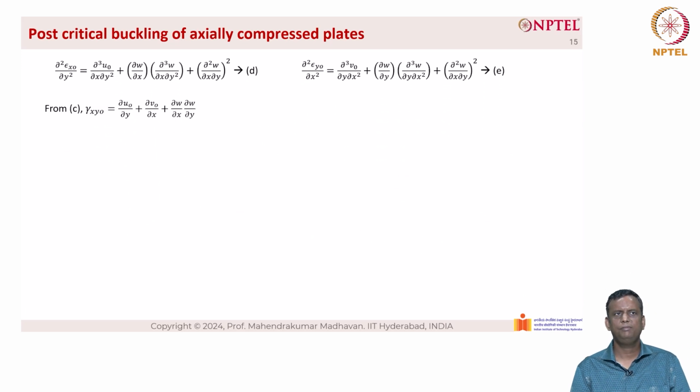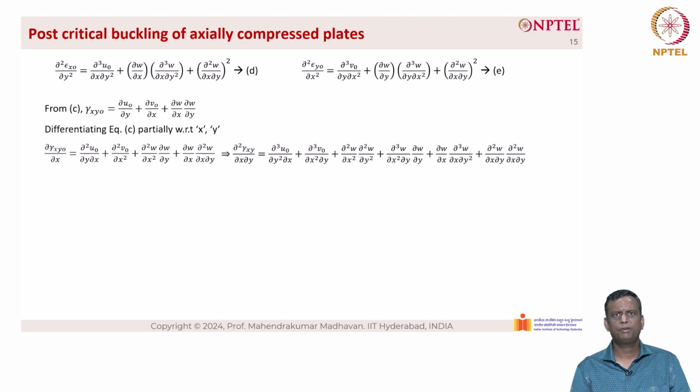Now from C we have γxy⁰ equal to ∂u⁰/∂y plus ∂v⁰/∂x plus ∂w/∂x into ∂w/∂y. Now differentiating equation C partially with respect to x and with y, we have ∂γxy⁰/∂x equal to ∂²u⁰/∂y∂x plus ∂²v⁰/∂x² plus ∂²w/∂x² into ∂w/∂x plus ∂w/∂x into ∂²w/∂x∂y.